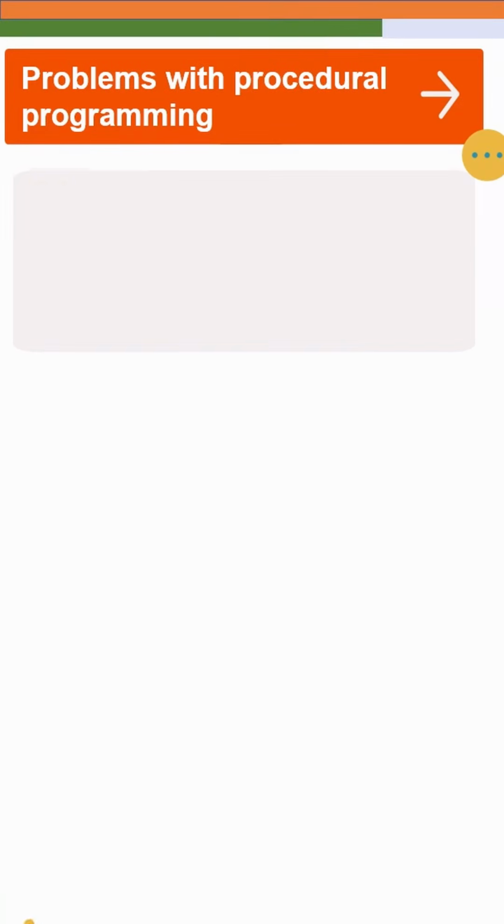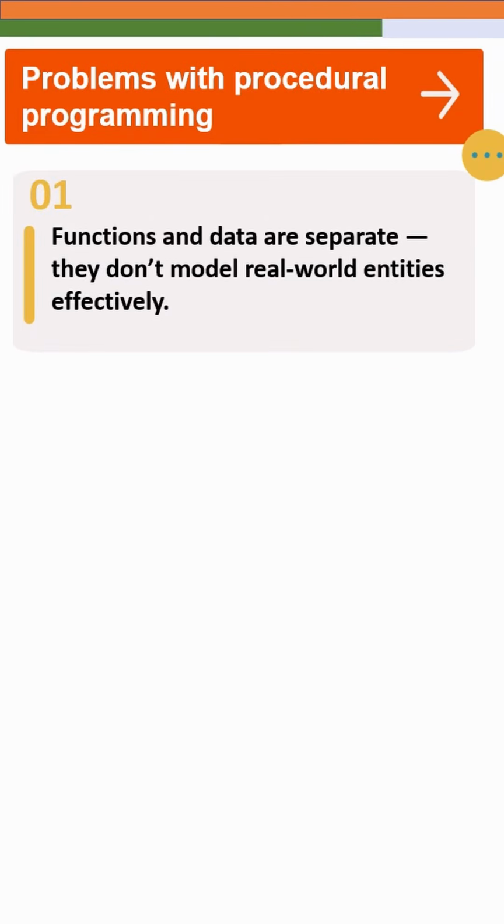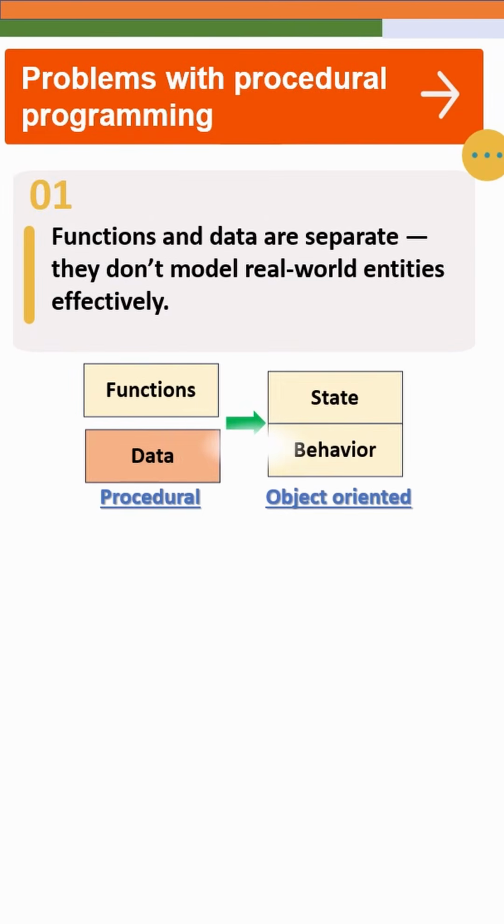In procedural programming, functions and data are separate. They do not model real-world entities efficiently. So we typically write a bunch of functions that operate on data, and the issue is that the data and the functions that use it are kept apart. This makes it hard to think about the program in terms of real-world entities.